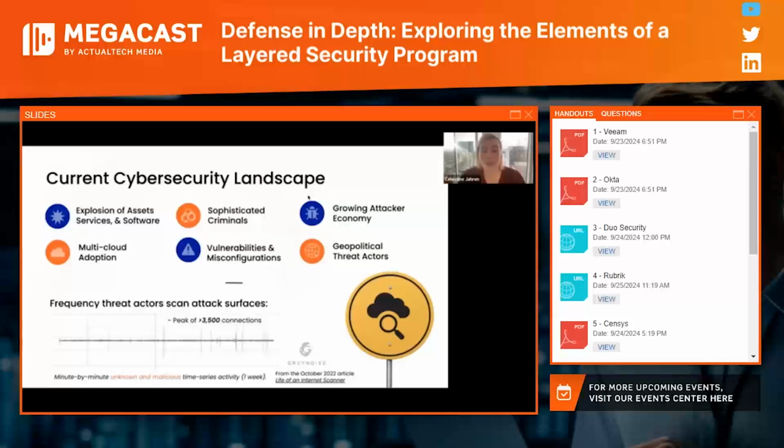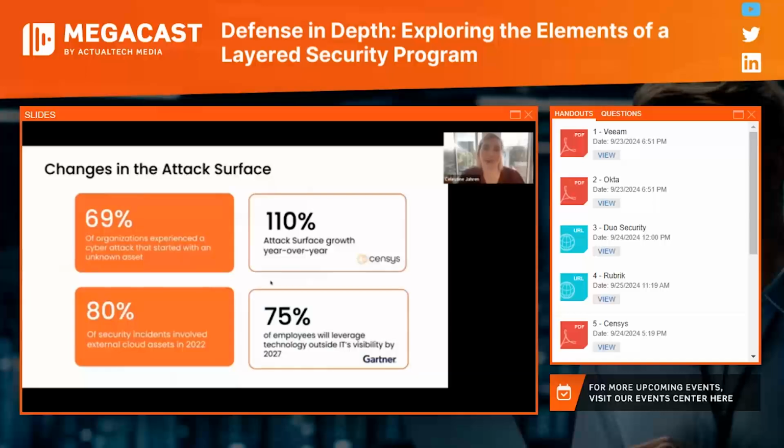And it really has a tangible impact in terms of what we see and what we know about as security professionals. If you think back to that first point that I said about the proliferation of assets and services, 2/3 of organizations experienced an attack last year that started with an unknown asset. Meanwhile, even just with the thought about multi-cloud adoption, last year alone, 80% of incidents involved external cloud assets.